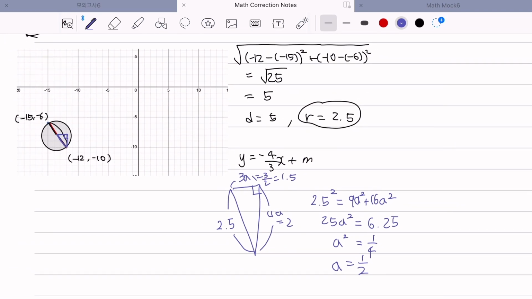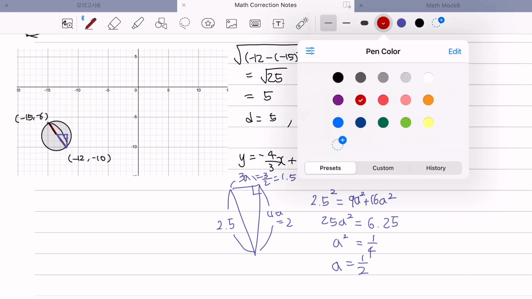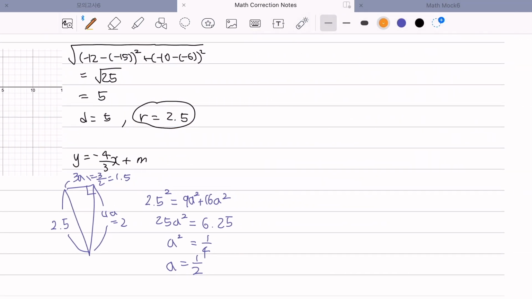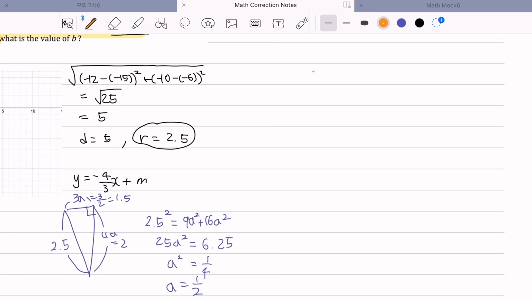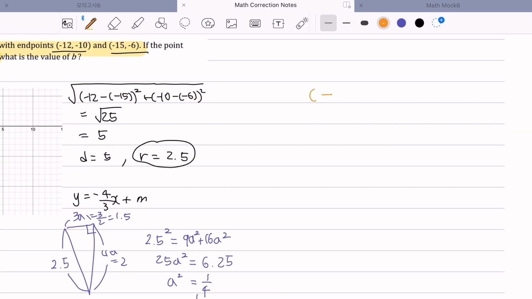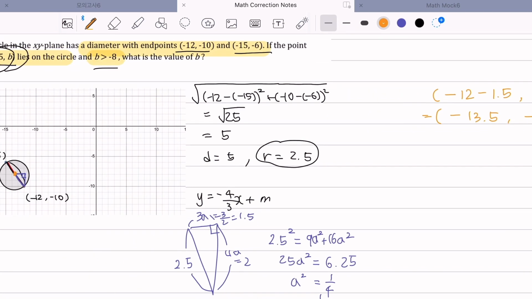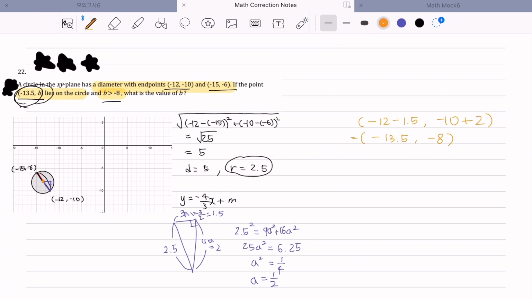So we can now find the value of the center. So the center would be -12, -1.5, comma, -10 plus 2, which is -13.5, comma, -8. So the center has the value of (-13.5, -8), which has the same value as this point.